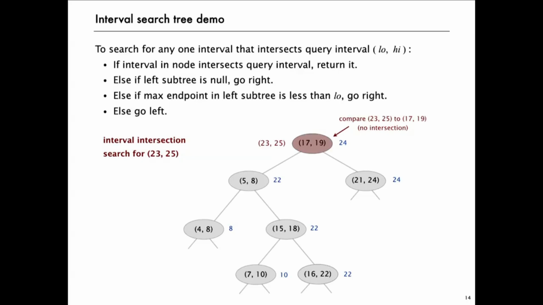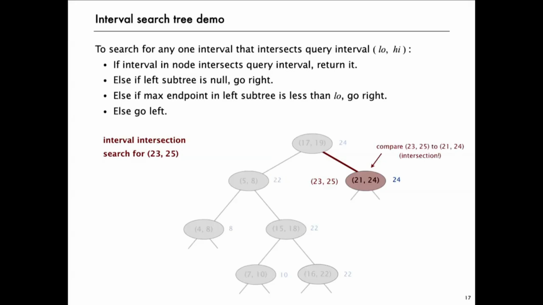It's easy to see that if that's the case, then we're not going to find an intersection in the left. The maximum endpoint in the left is 22, and we're looking for 23. We're not going to find anything there, so we just want to go right. 22 to 23, no intersection on the left, so we go right. And now we do find an intersection. 21, 24 does intersect with 23, 25 because 23 is in the middle there. So we find an intersection.